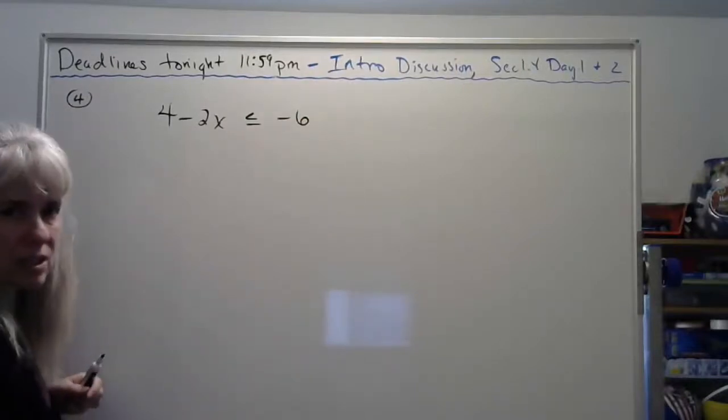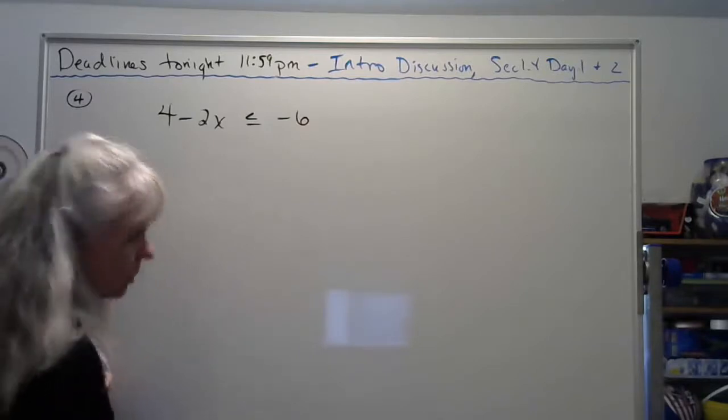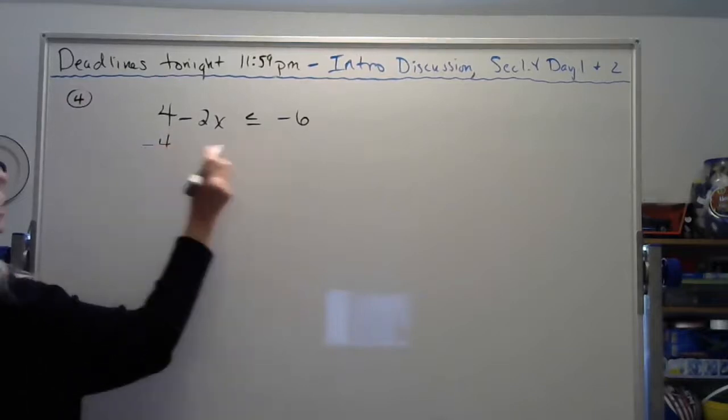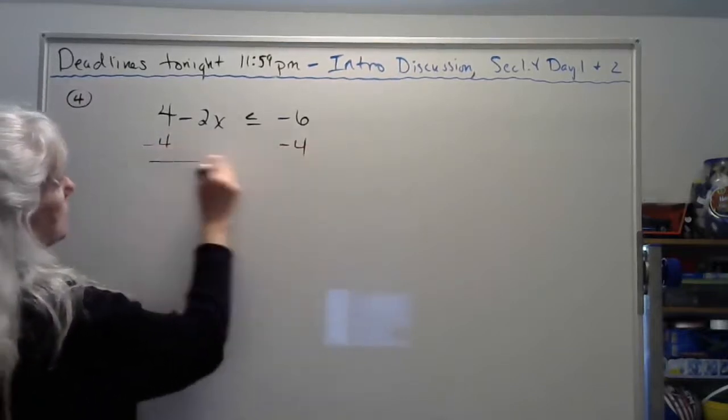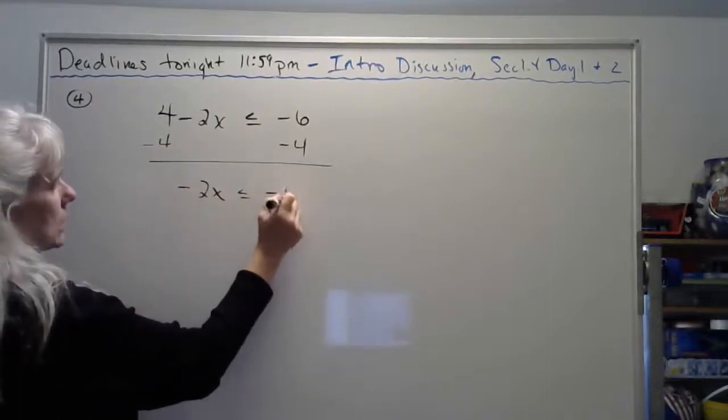Okay, so no fractions, no parentheses, nothing to collect on each side. So what we're going to do is just move the constants to one side. We're going to subtract this 4 to put it on the other side. So that gives me negative 2x is less than or equal to negative 10.